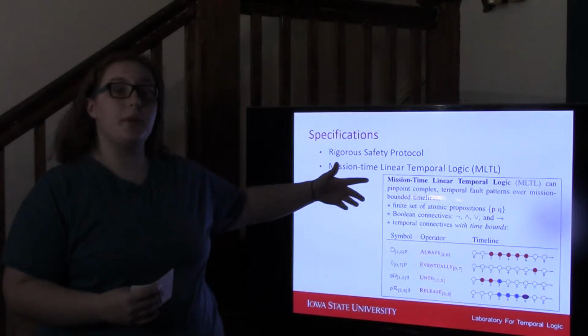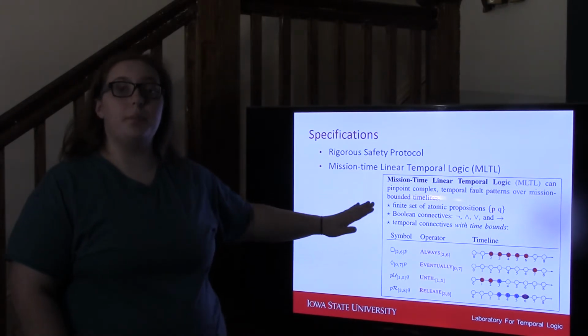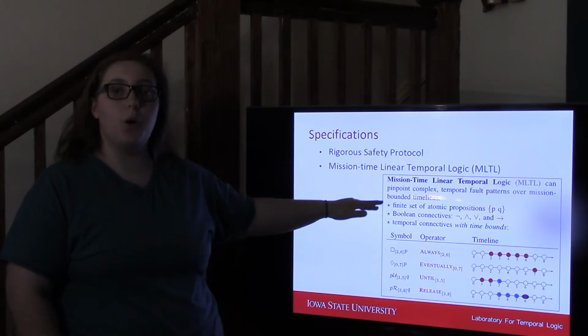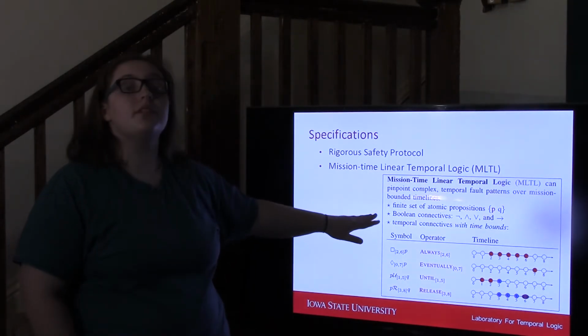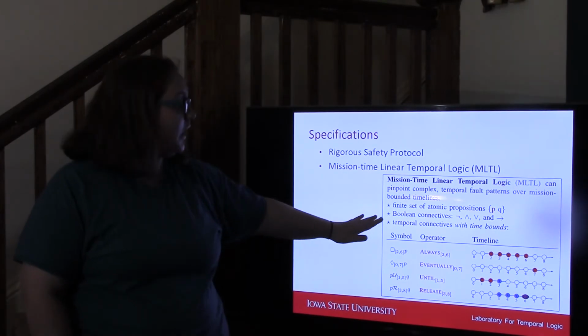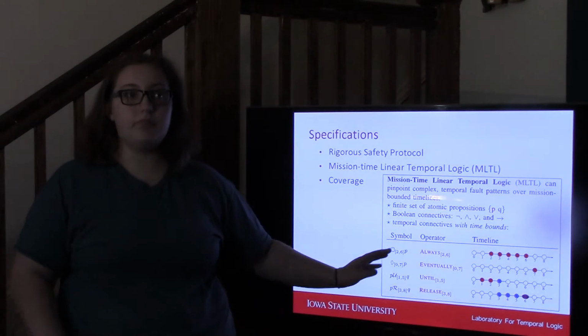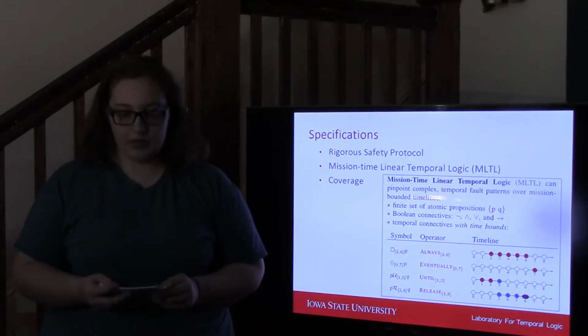MLTL is typically comprised of a finite set of atomic propositions that are connected by Boolean connectives, which are written as not, and, or, and implies, and additionally with the temporal connectives that always include time bounds: always, eventually, until, and release. Another important part of specifications is coverage.